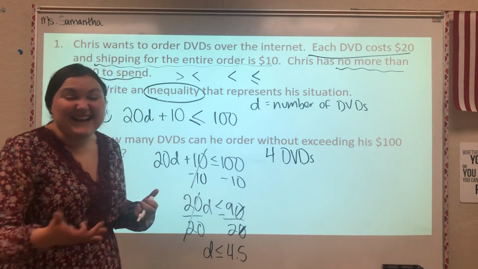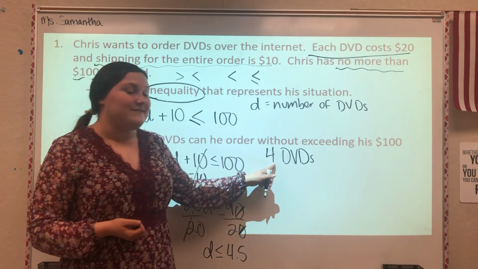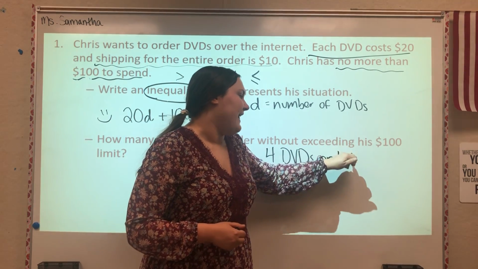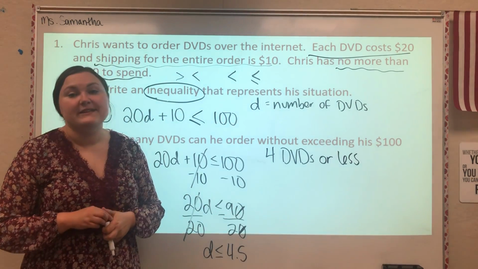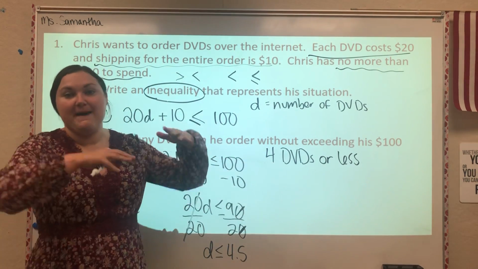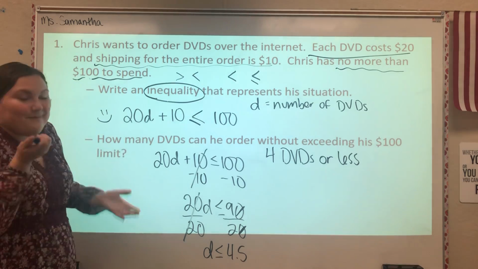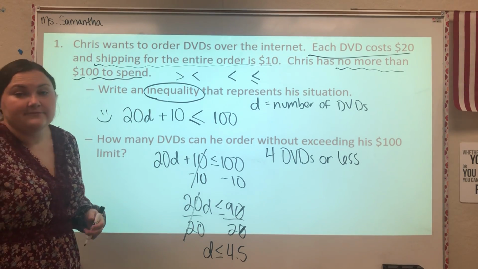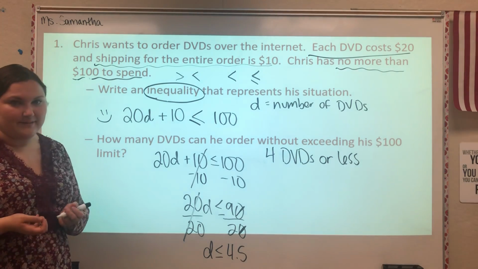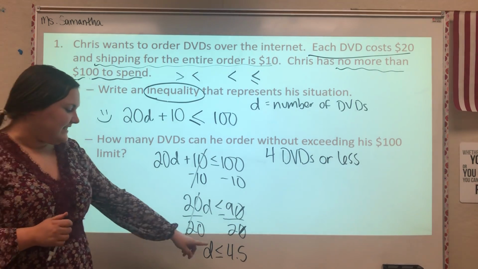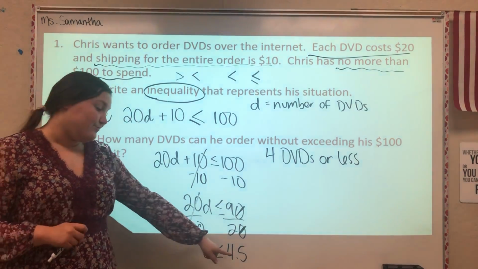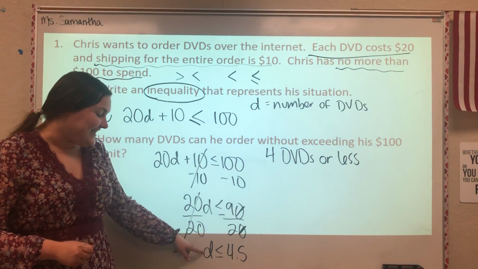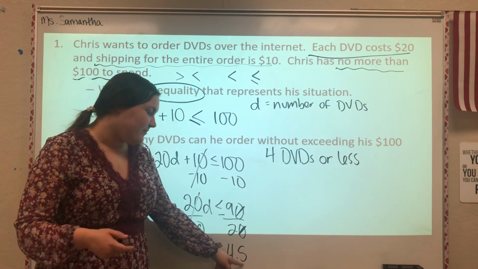The other difference is because this is an inequality, he could order 4 DVDs. That's the most he could order, but he could also order less. So we're going to say he could order 4 DVDs or less. He doesn't have to spend the maximum amount of money, right? It's just saying how many could he order. He could order 4, he could order 3, 2, 1, 0. If he decided he didn't like any of them, those are all options. I think the nice thing with the inequality word problems is if you do get a decimal and have to round, this inequality is going to help you know which way to round. This is saying D has to be less than 4.5.